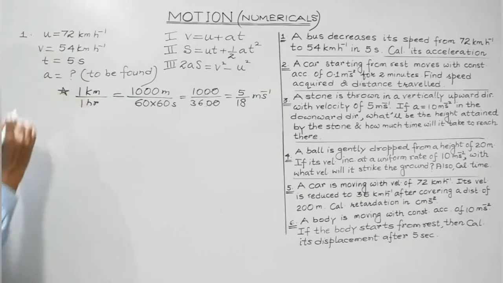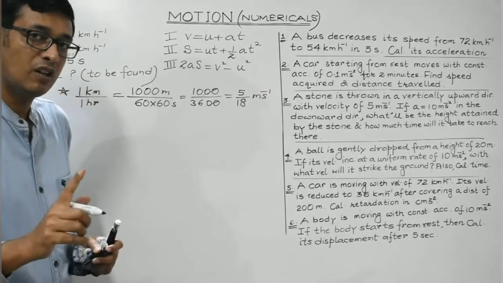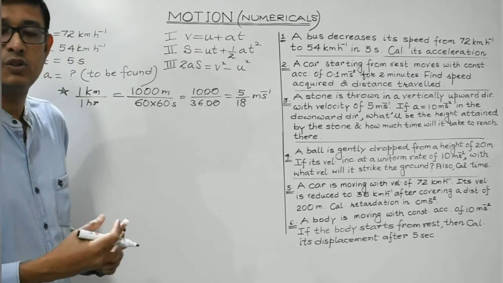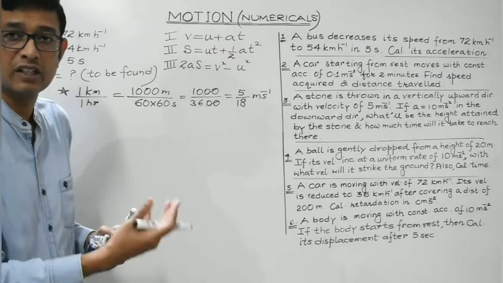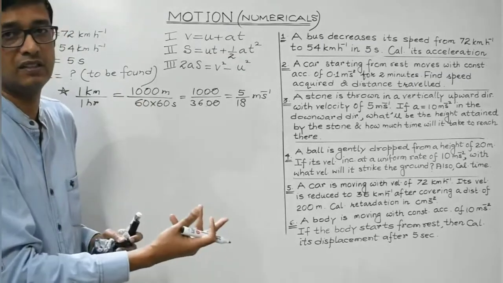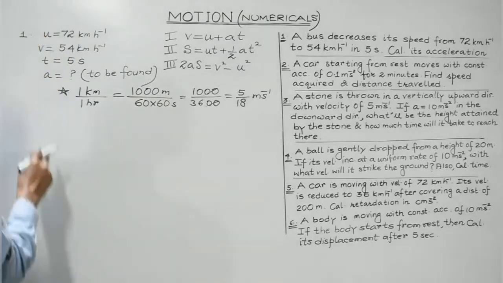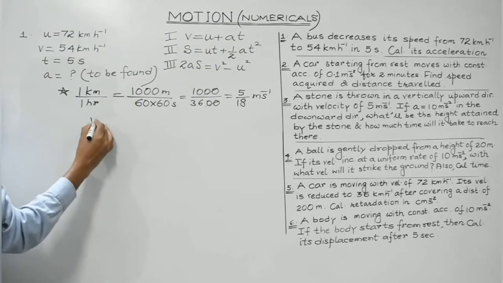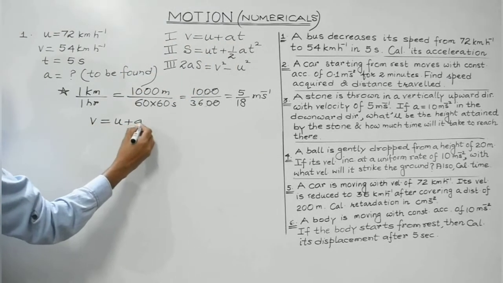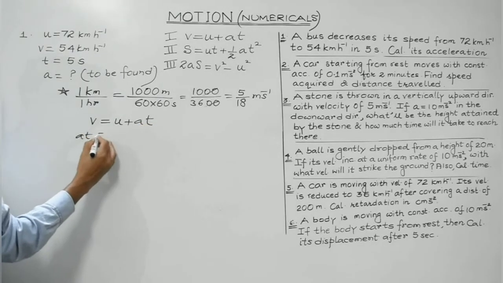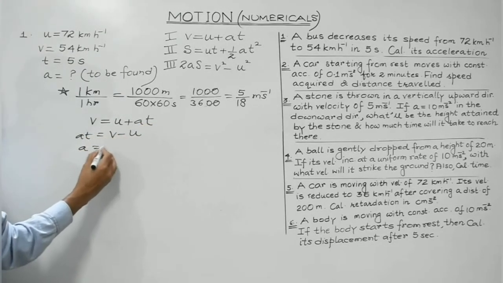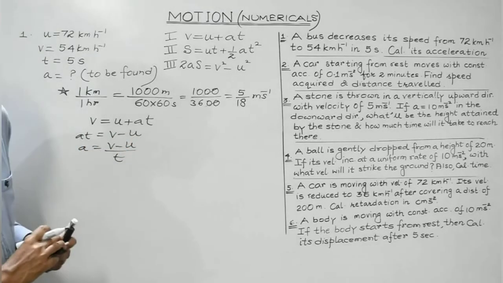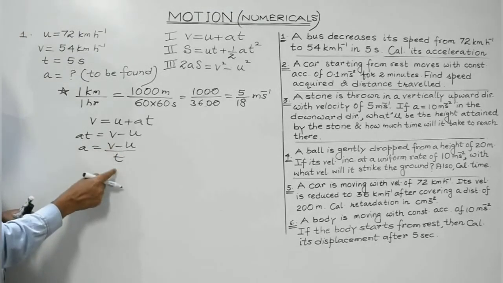Students, please do remember this: 1 km per hour is equal to 5 by 18 meter per second. So whenever the speed is given in kilometer per hour, don't forget to convert it into meter per second. This should be the first step. Now, what is the relationship between V, U, T and A? We can make use of the first equation. From the first equation, V equals U plus AT. So AT would be equal to V minus U, or A would be equal to V minus U by T. You can directly write this. Acceleration is given by the time rate of change in the velocity, right?